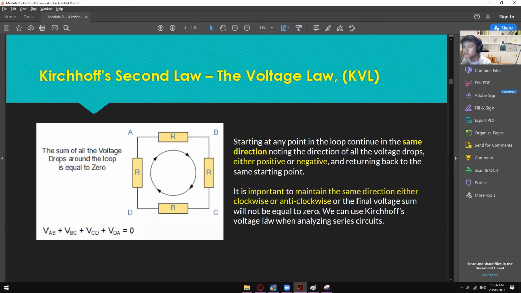Okay. But before that, there's one more thing that you guys need to consider when it comes to solving, let's say, Kirchhoff's law, especially in KVL. So in here you can actually have a clockwise or anti-clockwise direction. The one that we have in here is the clockwise rotation, but you can also have the other way around, the anti-clockwise or the counterclockwise.